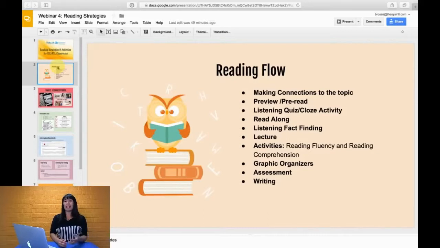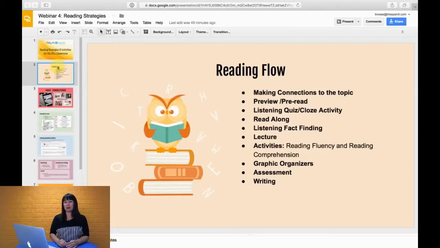We of course then want to do preview and pre-reading, so meaning the students get the reading and do something with it first. We can then continue with listening quiz or a cloze activity where students are practicing maybe listening fluency or maybe it's just their first time hearing the reading. We also believe in read-along, which can happen in many different ways, which we'll talk about shortly, and an activity called listening fact-finding. So even though we're doing reading, we're also focusing on listening skills.